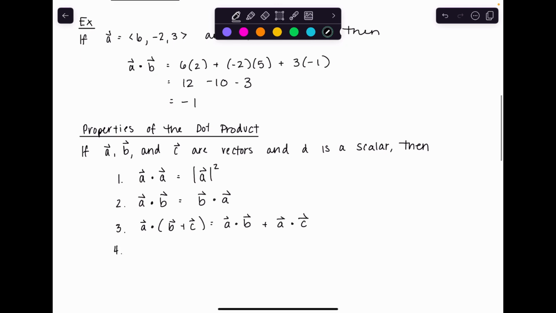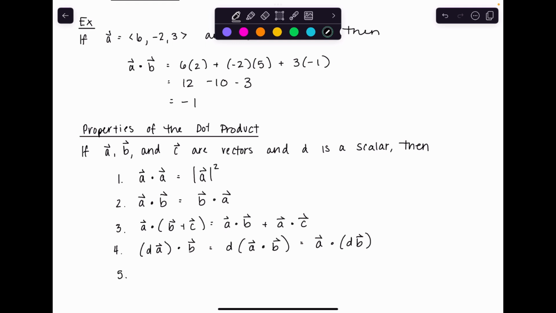Fourth one, same thing holds if you're doing scalar multiplication. So if you do the scalar D times the vector A, and then you want to dot product it with B, you can instead do the scalar multiplication after we do the dot product, or you can move the scalar to the other vector. Doesn't matter.